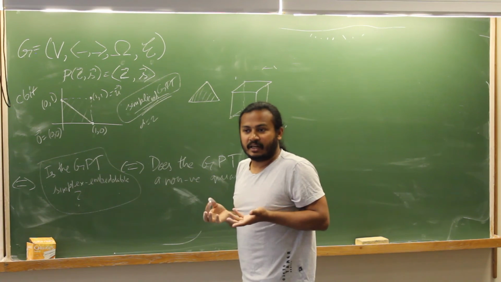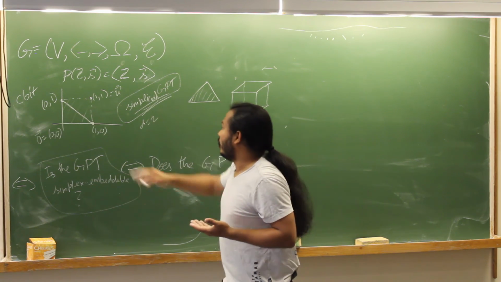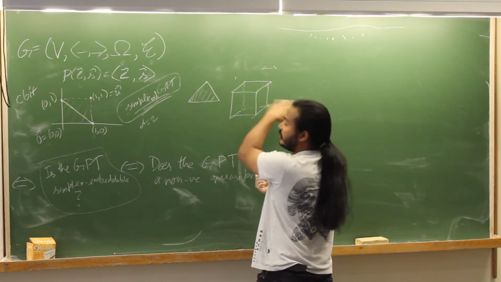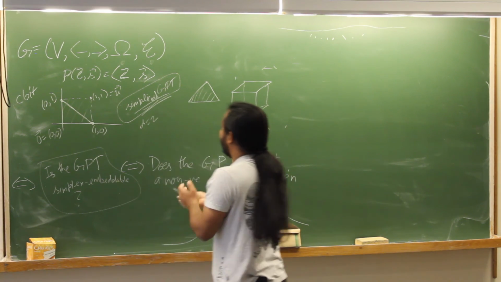And these theories are the traditional notion of classicality. It's the idea that all of these correspond to classical probability theory. So simplicial GPTs are descriptions of classical probability theory.